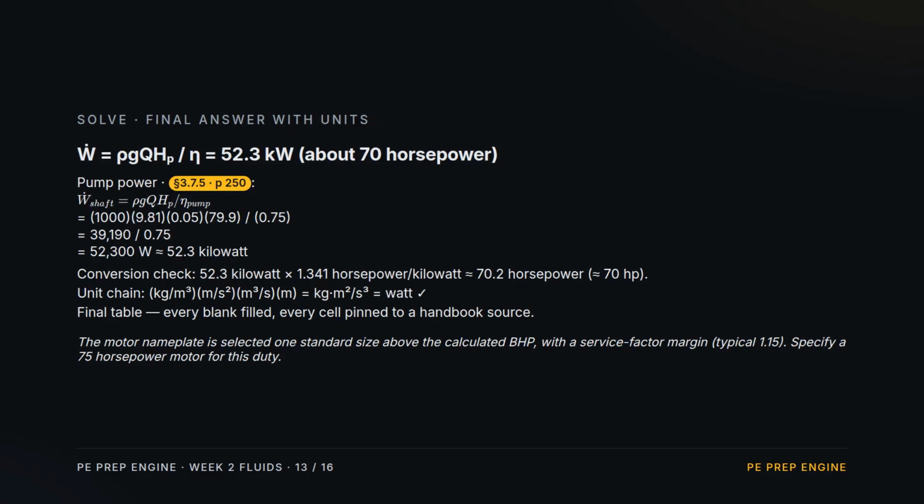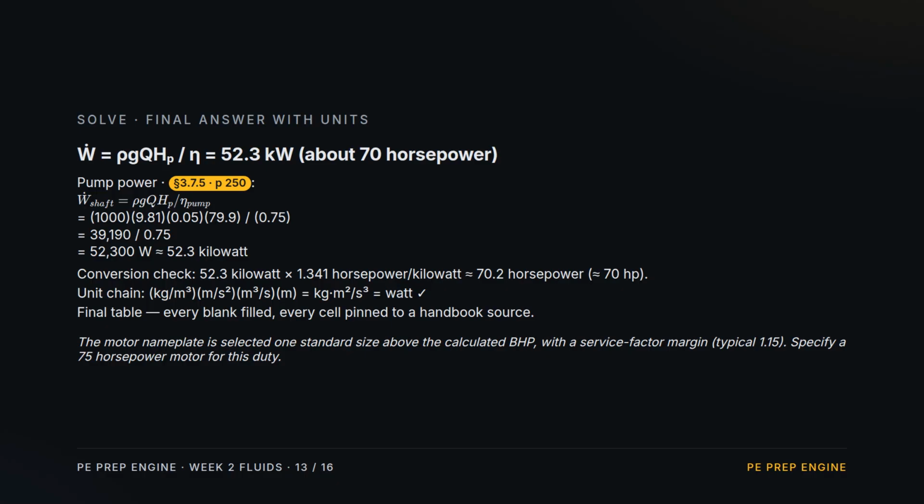Final answer. Shaft power equals density times gravitational acceleration times flow times pump head over efficiency. About 52.3 kilowatt, roughly 70 horsepower. The unit chain confirms watts. The variable table is now full. In practice, the motor would be selected one standard size above this, with a 15% service factor, putting the nameplate at 75 horsepower.